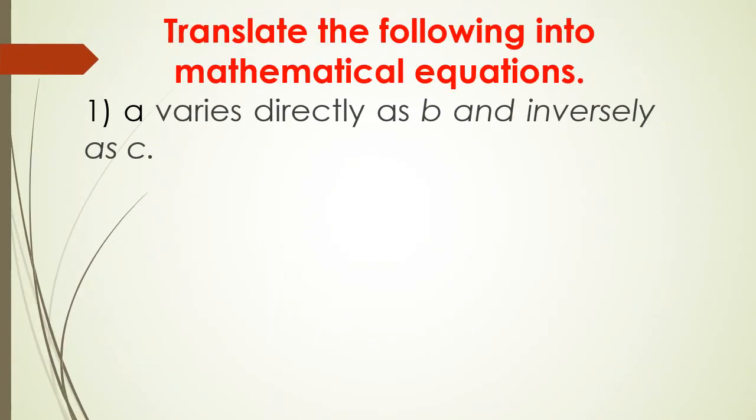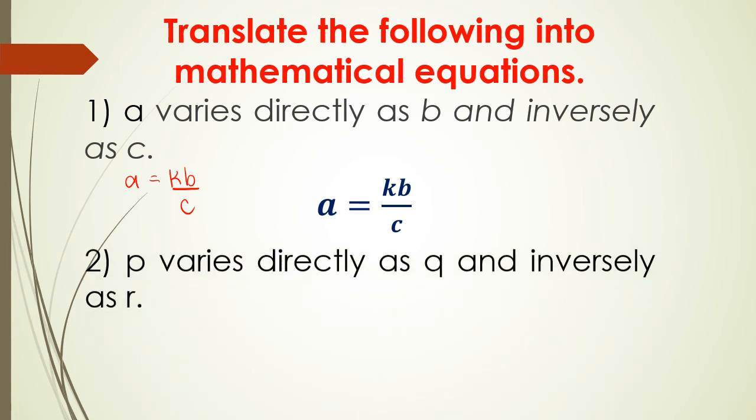So, translate the following into a mathematical equation. A varies directly as B and inversely as C. Madali lang yan, class. A varies directly, so K as B. So, that is direct. And then, merong inverse, and inversely as C. So, tignan natin kung tama. Okay, tama naman tayo. Next, number 2.